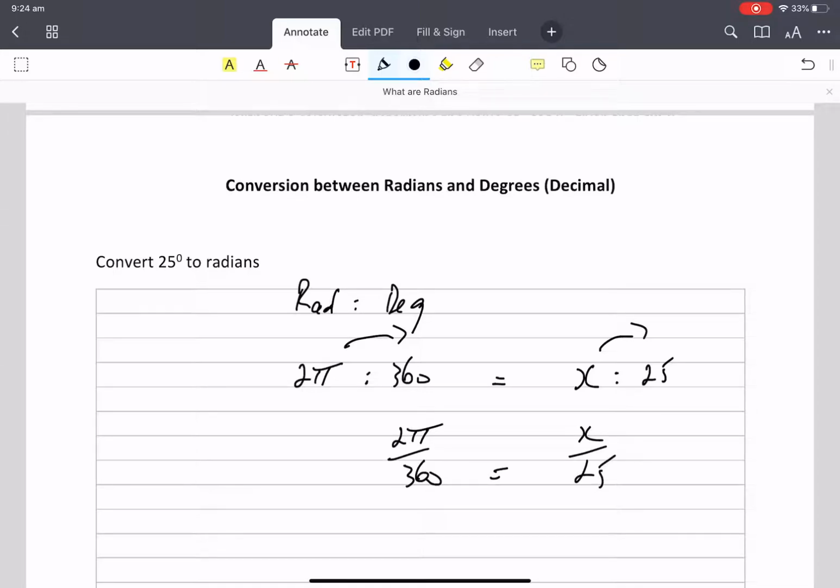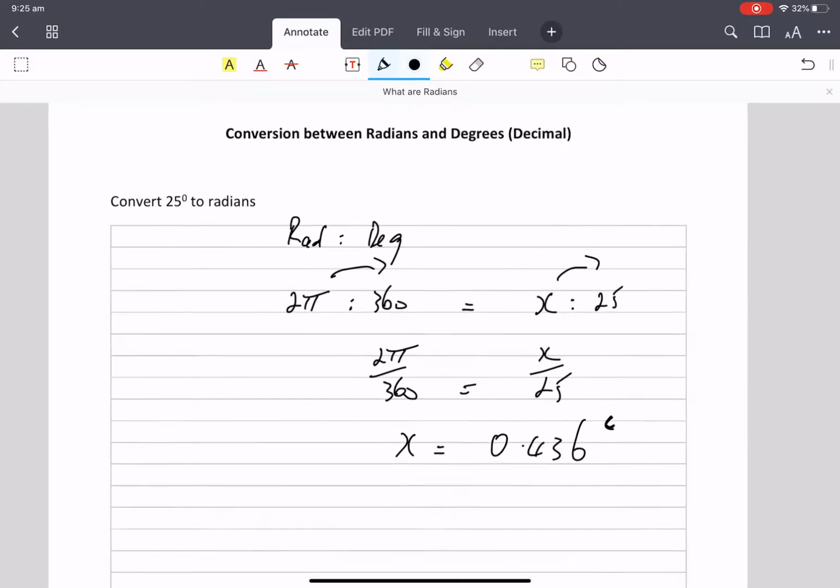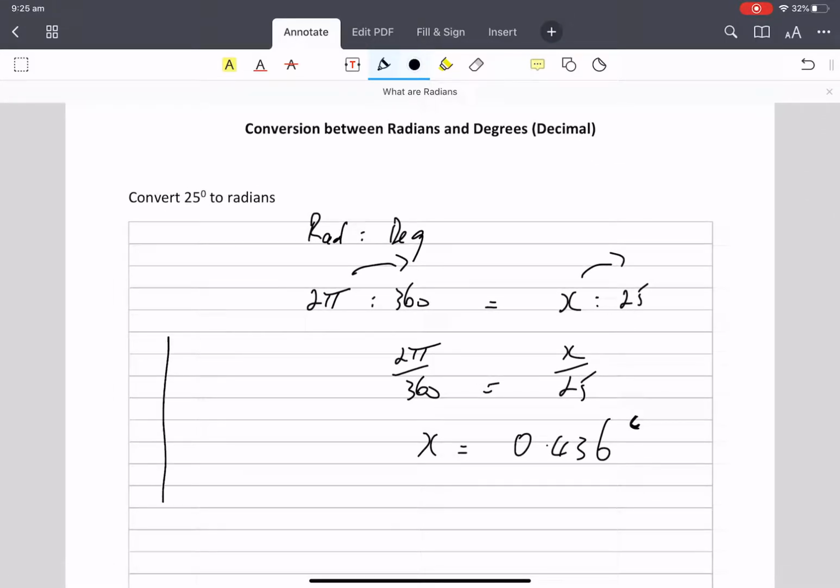Use a calculator. So it's 2 times pi times 25 divided by 360. And you're going to get X is 0.436 radians. Remember that.